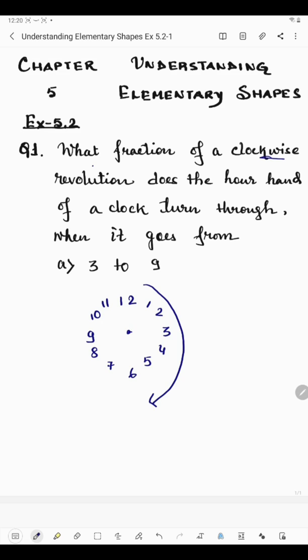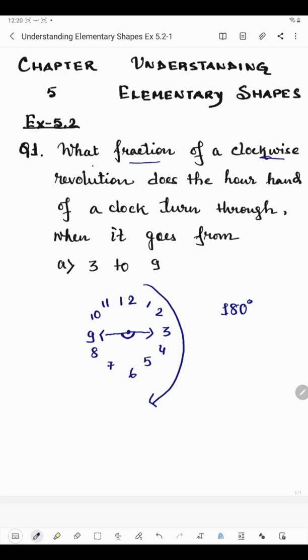So the hour hand is at 3. Now 3 to 9 means it is at 3, then it is rotating like this and it reaches 9. What angle does it make? Since it is a straight angle, it makes 180 degrees, right? Now we need to find what fraction of a revolution it is.